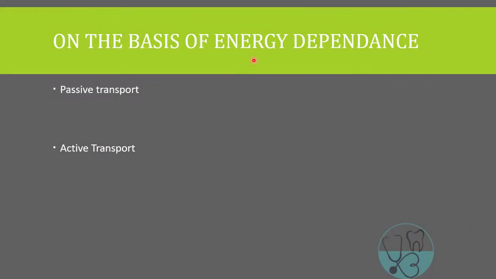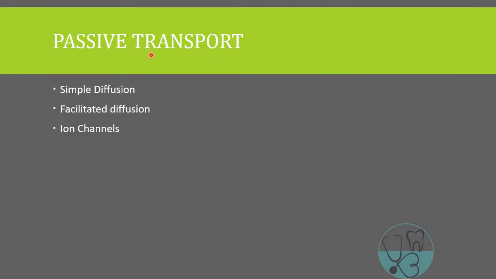Okay. So on the basis of energy dependency, it is of two types, passive and active transfer. So passive means requiring no energy, and active means requiring energy. So in passive transfer, there are three types: simple diffusion, facilitated diffusion, and ion channels.